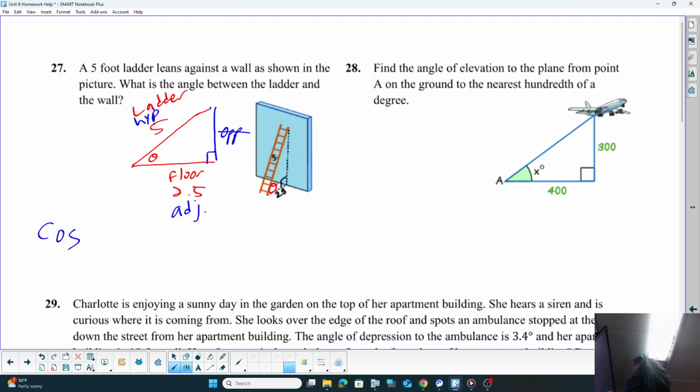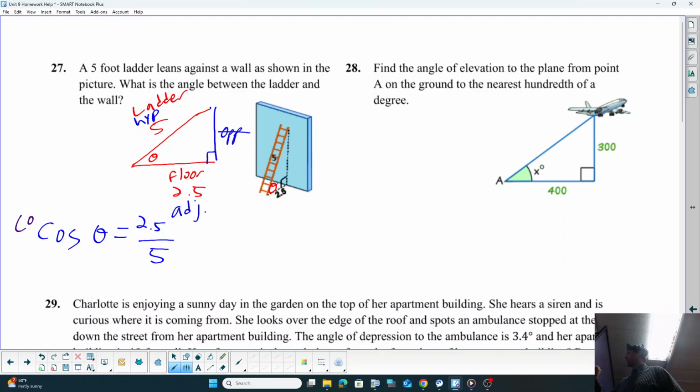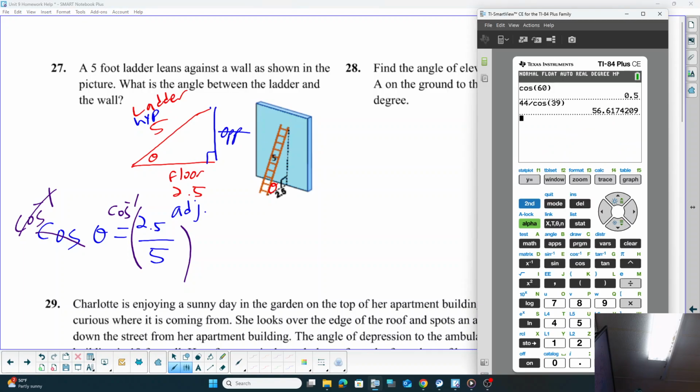So we're going to do cosine of some angle is equal to the adjacent side, 2.5, over the hypotenuse, 5. Now how do you undo cosine to get the angle? You got to get rid of that cosine. If you do the inverse function of cosine, it'll get rid of it. But you have to do it to the other side as well. So now we're going to do the inverse cosine of 2.5 divided by 5.